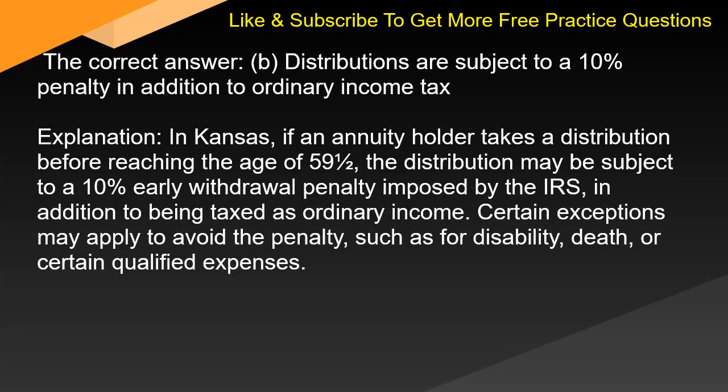The correct answer, B. Distributions are subject to a 10% penalty in addition to ordinary income tax. Explanation. In Kansas, if an annuity holder takes a distribution before reaching the age of 59.5, the distribution may be subject to a 10% early withdrawal penalty imposed by the IRS, in addition to being taxed as ordinary income. Certain exceptions may apply to avoid the penalty, such as for disability, death, or certain qualified expenses.